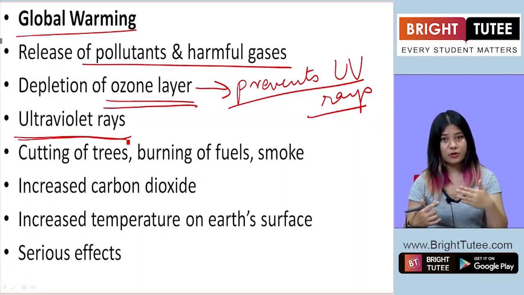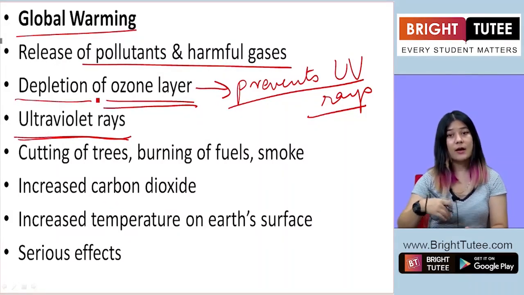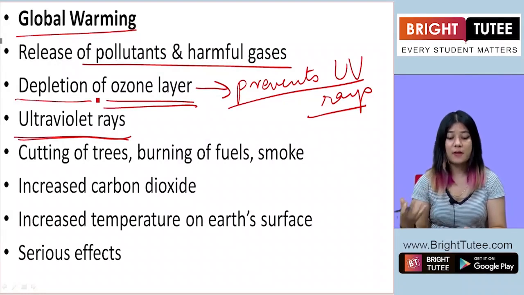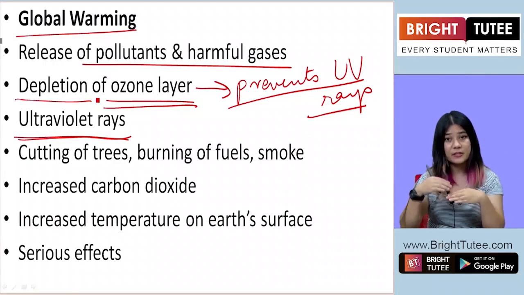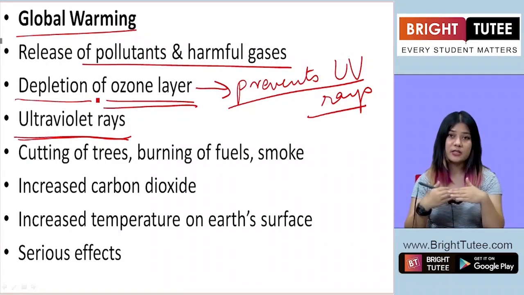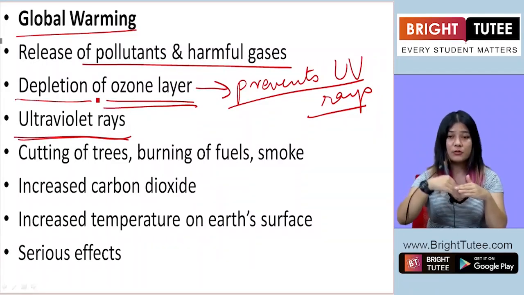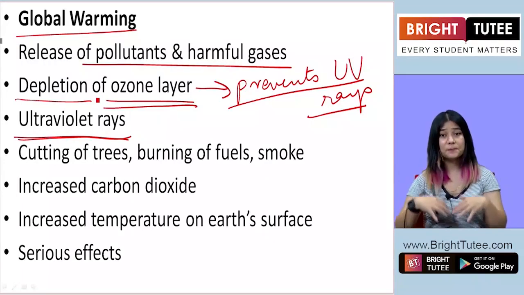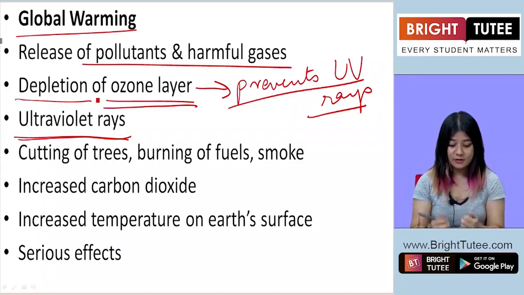But if the ozone layer becomes thin and depleted over a large amount of release of pollutants and harmful gases in the atmosphere, then the ozone layer cannot prevent the UV rays from entering the Earth's surface. Then the ultraviolet rays penetrate through the ozone layer and enter the Earth's surface, causing harm to human beings, plants, animals, etc. Okay?